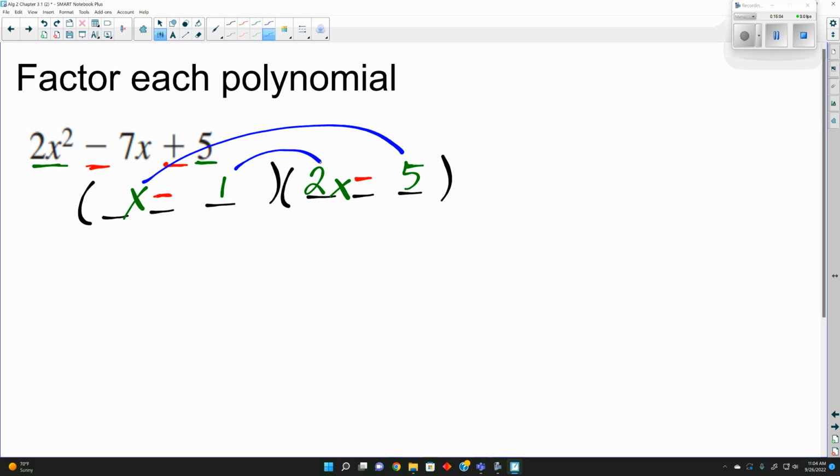And now we check. Now we don't have to do x times 2x because that's still going to be 2x squared. 1 times 5 is still 5. Now x times negative 5 is negative 5x. Negative 1 times 2x is negative 2x. And negative 5x minus 2x is negative 7x. Is that what we wanted? So that's it.